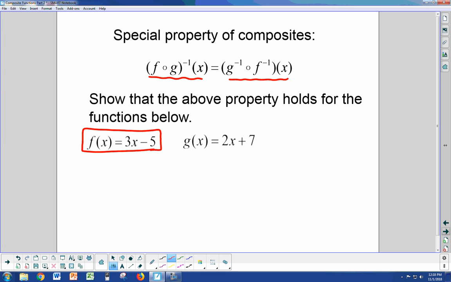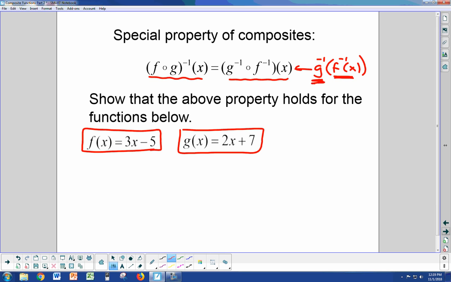f of x is equal to 3x minus 5. g of x is equal to 2x plus 7. But we have to find a lot of things here. As you can see, this second part is g inverse of f inverse of x. So that means we're going to have to find f inverse, and then we're going to have to plug it into g inverse, which means we have to find g inverse.